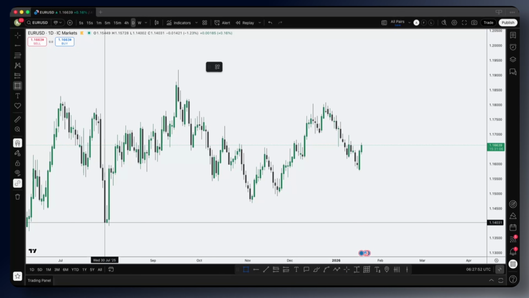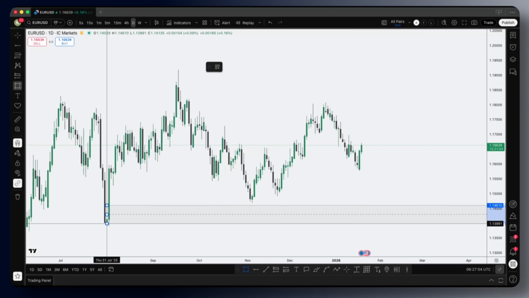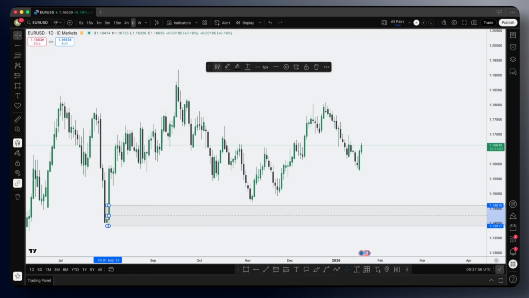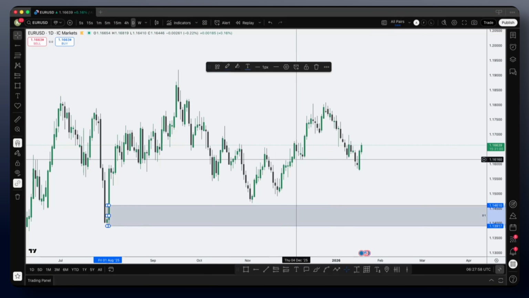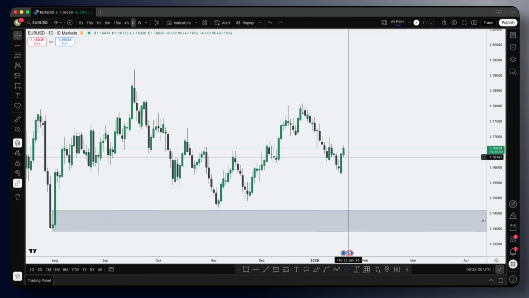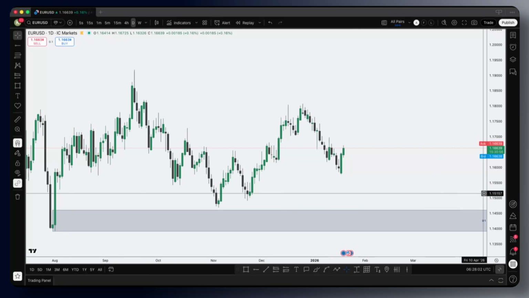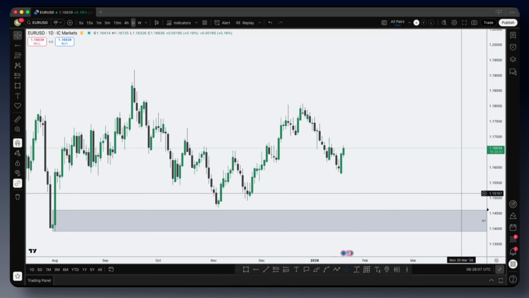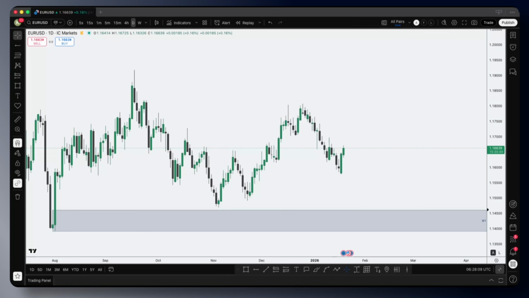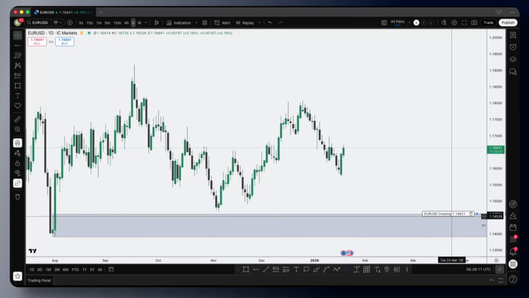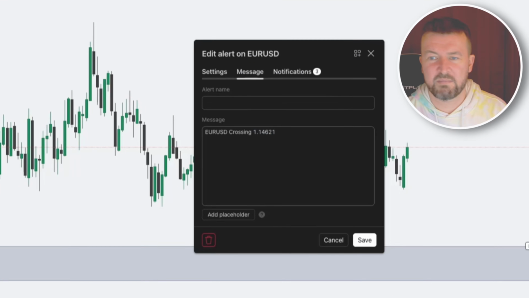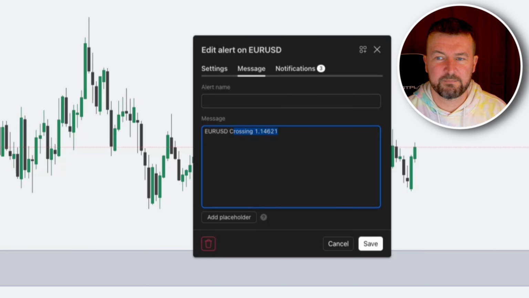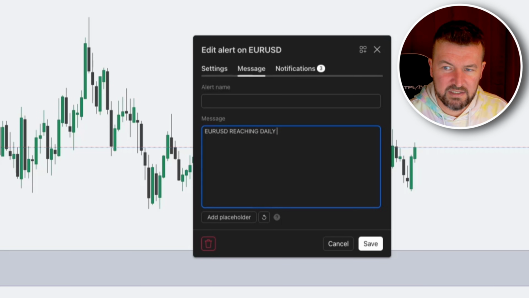So I'm going to mark this on because these can stay on here for sometimes months at a time until any sort of action happens to reach it. But it's always good to know roughly what's going on. I'll also mark up a custom alert on this one. So hopefully I can get a different name for it. Here we go. So on the message, I want EURUSD reaching daily OB.